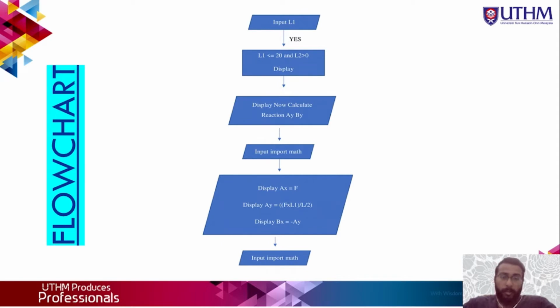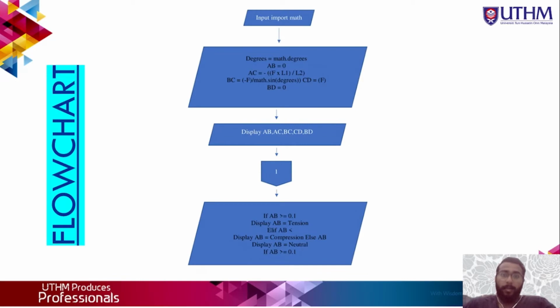The next input will be import mat, and then inputting the degrees equals to mat multiplied with degrees, AB equals to 0, AC equals to negative F in bracket F multiplied with L1 divided by L2, and BC equals to negative F divided by mat multiplied with sine of the degree, CD equals to false, and BD equals to 0. The next step displays the members AB, AC, BC, CD and BD.